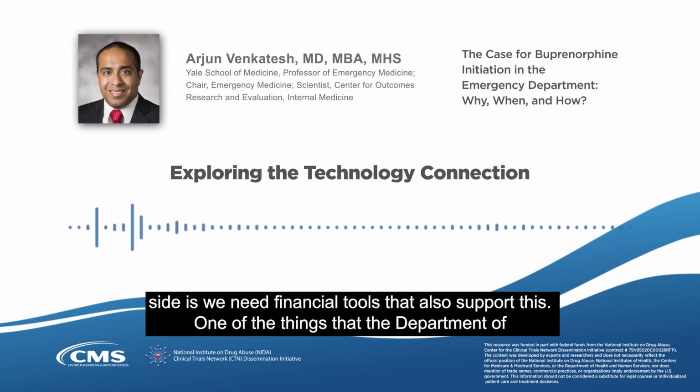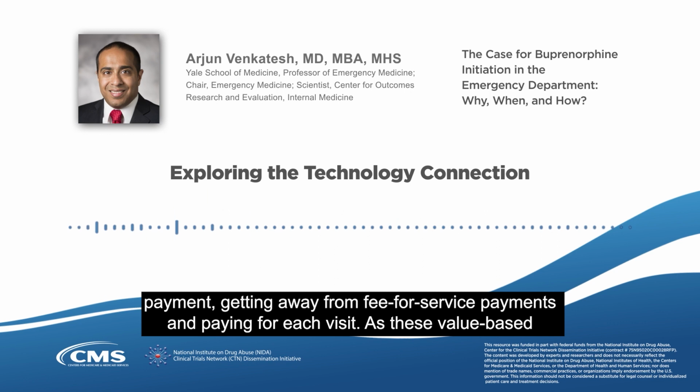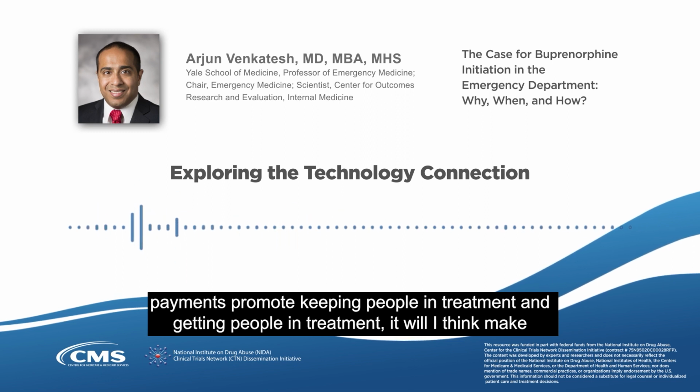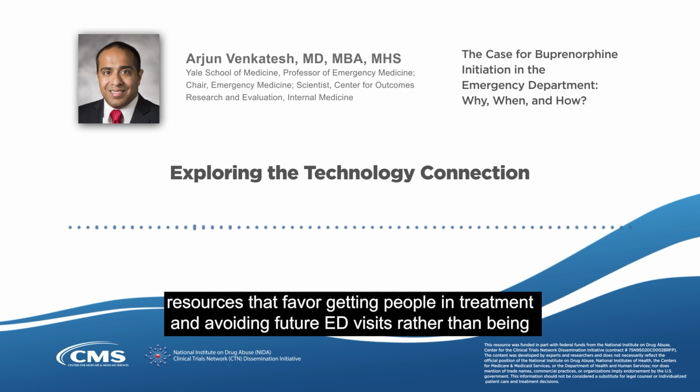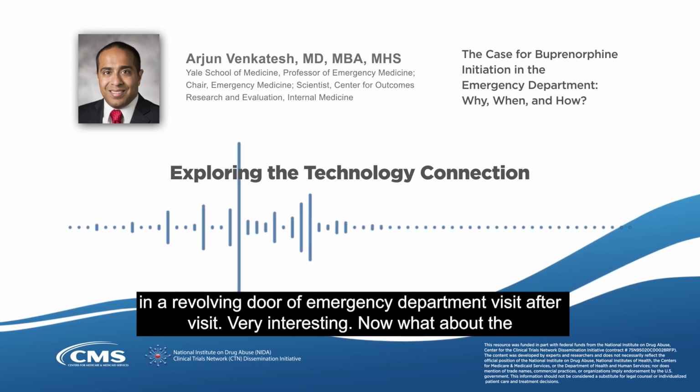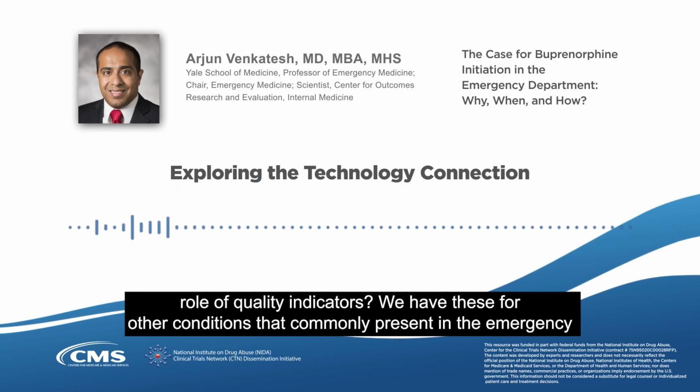One of the things that the Department of Health and Human Services has really put out is a shift towards what's called value-based payment, getting away from fee-for-service payments and paying for each visit. As these value-based payments promote keeping people in treatment and getting people in treatment, it will, I think, make it easier for health systems and communities to really help make the investments in the kinds of resources that favor getting people in treatment and avoiding future ED visits, rather than being in a revolving door of emergency department visit after visit. Very interesting. Now, what about the role of quality indicators?